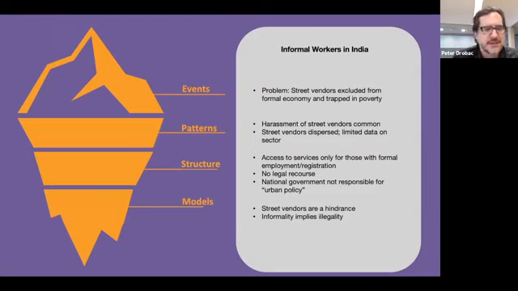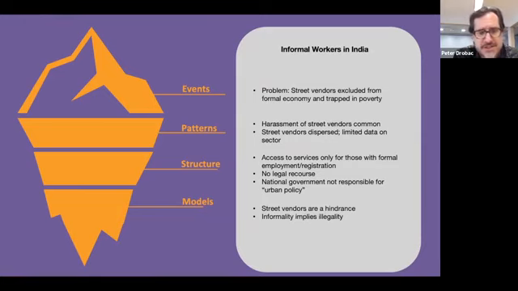So, we could list a whole bunch of visible events, but I just put a problem statement at the top there: ultimately, the issue from the perspective of street vendors is that they're excluded from the formal economy and are trapped in cycles of poverty.